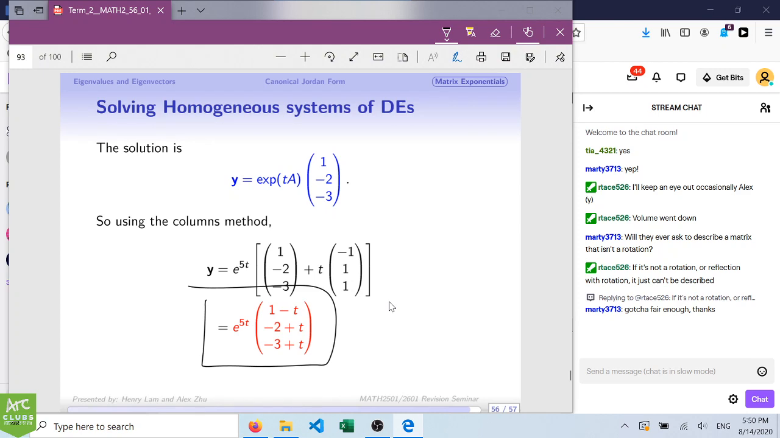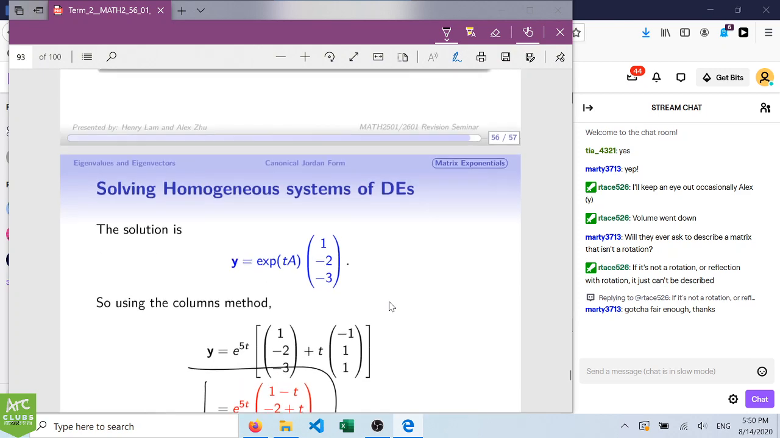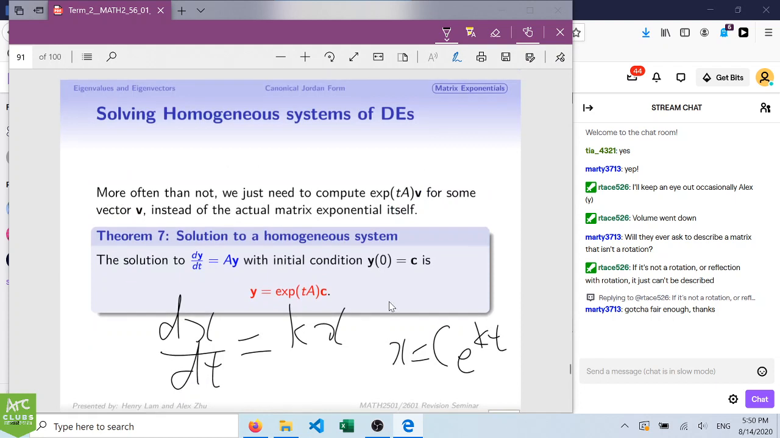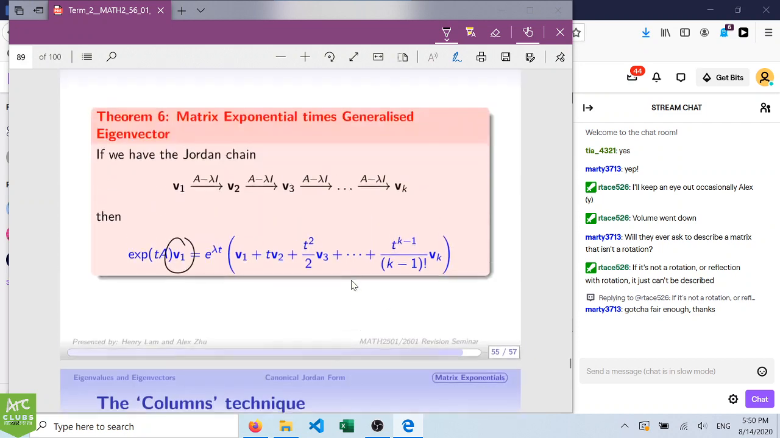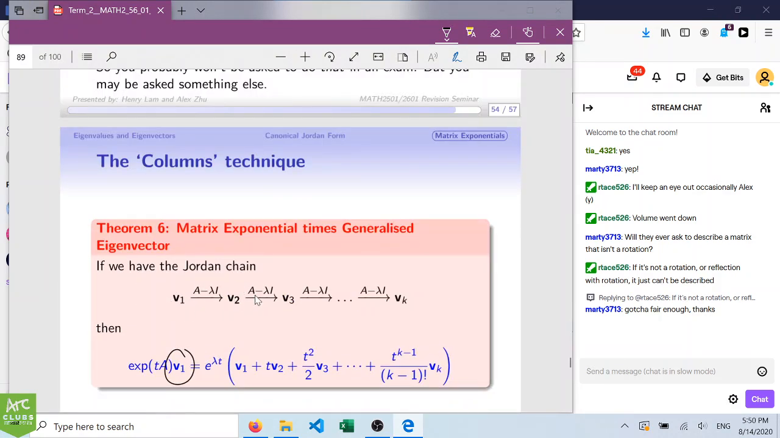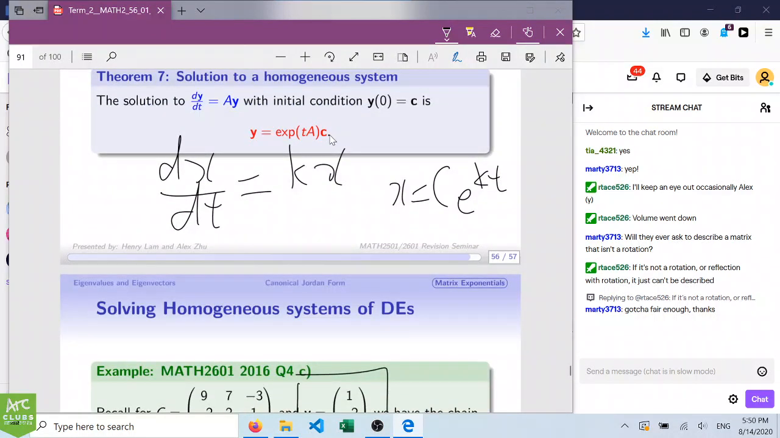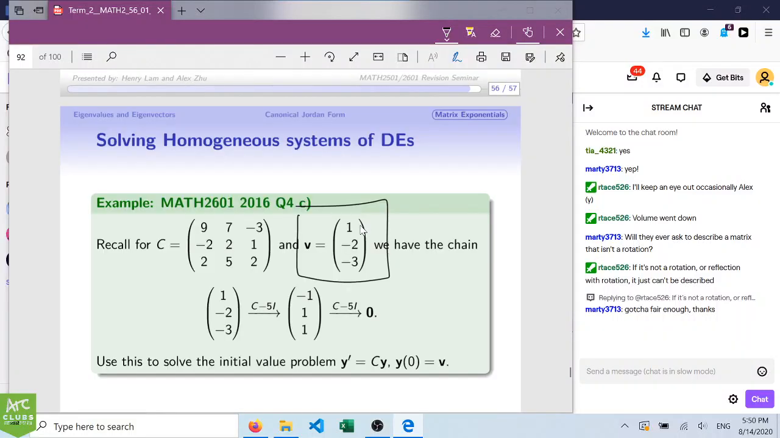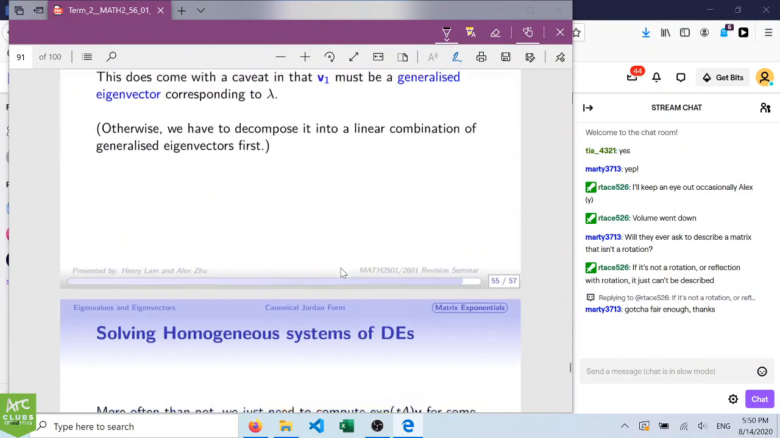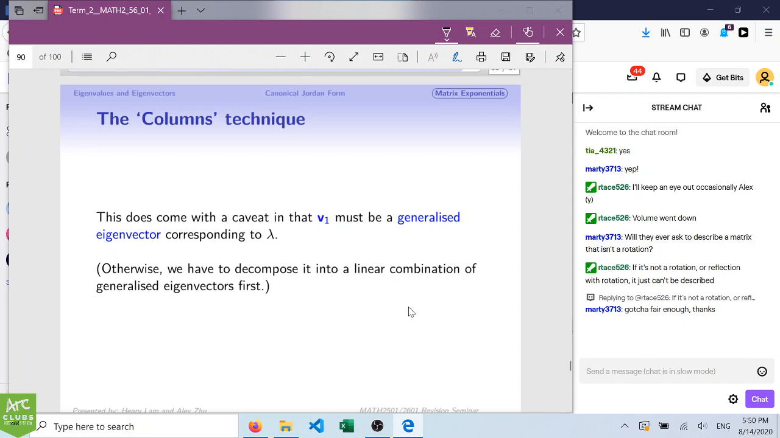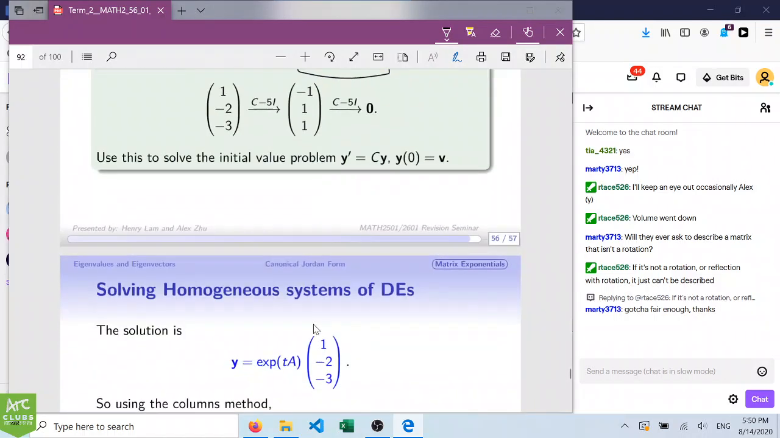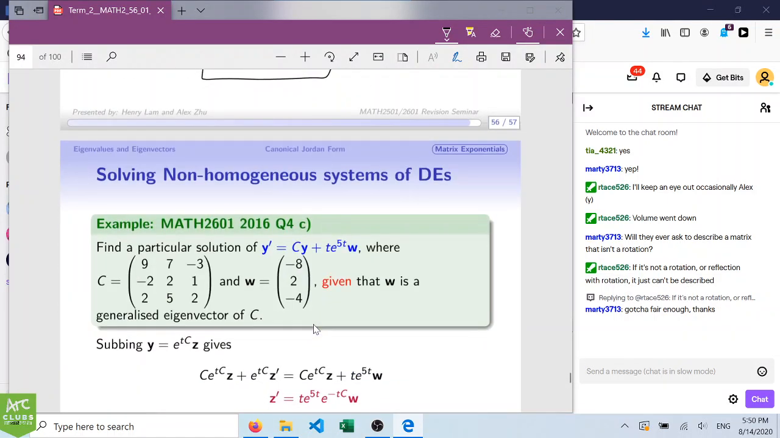So what this does is it bypasses all the hassle that you have to do with P, which is the matrix of all of your generalized eigenvectors. Instead you just need one, the one that is in your initial condition. Now if it's not, remember you need to decompose it into a linear combination of that.